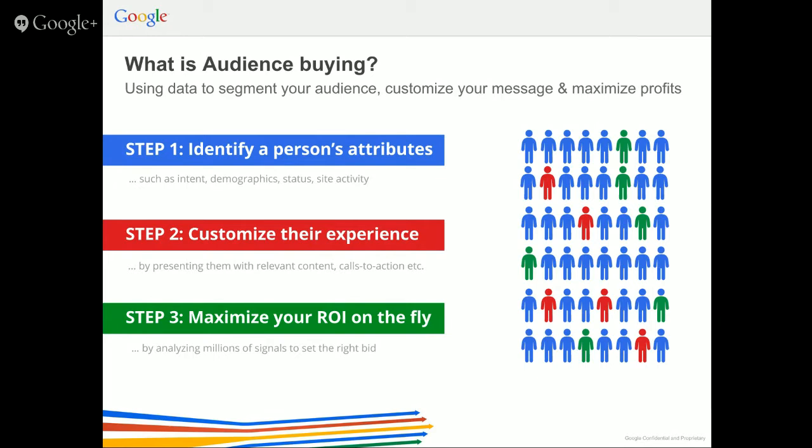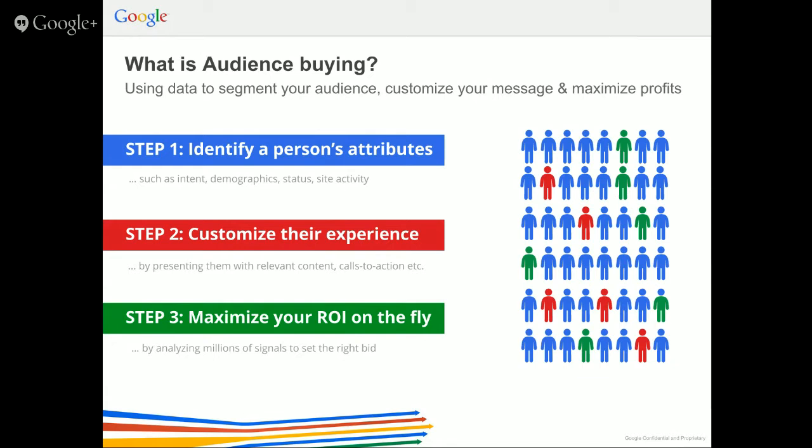Right. So again, there are 3 steps. Step 1 is segmenting your audience by understanding the main attributes of your audience. Could be intent or demographics, such as gender and age, or even the status, if people are parents versus non-parents, or the site activity, understanding what people are doing on the website. Step number 2 is customizing the experience, which means trying to tailor the message and the content based on the needs. Could be on the website, but could also be in the ads.